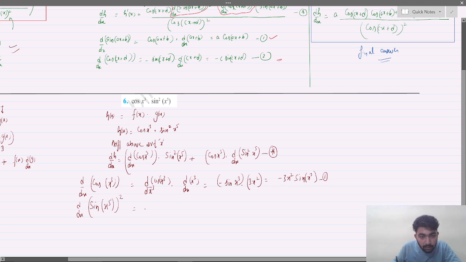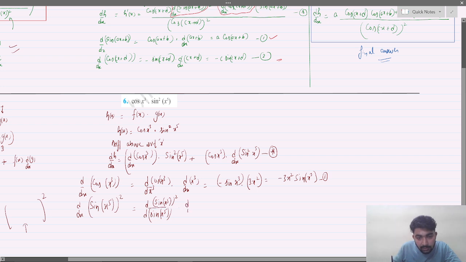Okay, here we will apply the chain rule. How? d/dx of sine of x raised to the power 5, with respect to the inner function. The inner function is sine of x raised to the power 5, so this is sine of x raised to the power 5, whole squared.